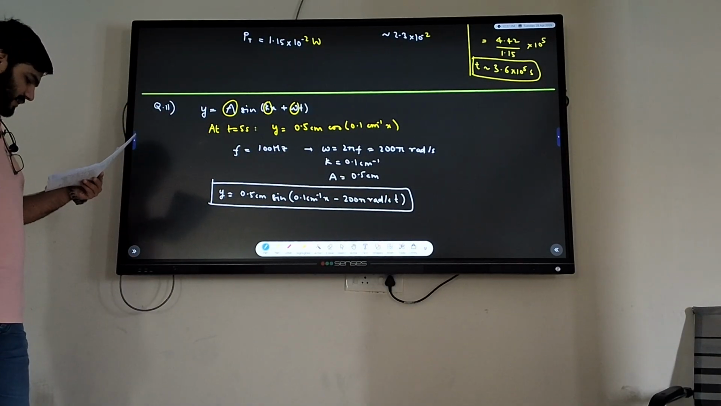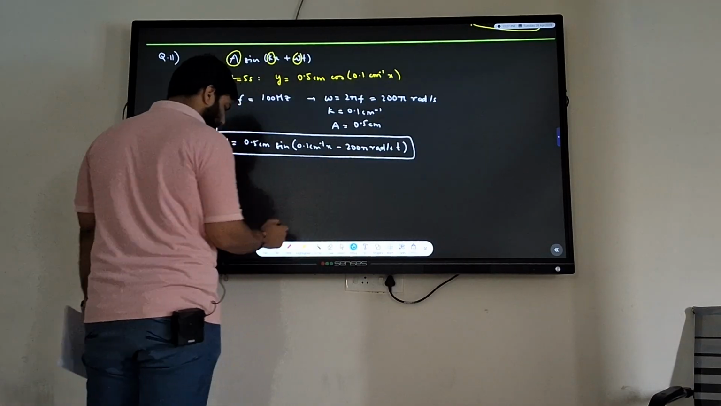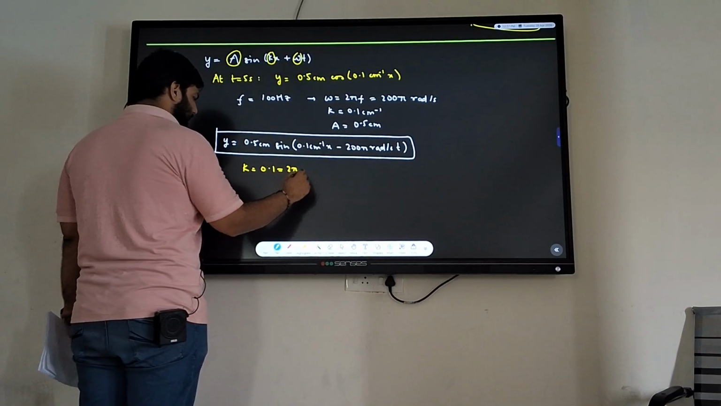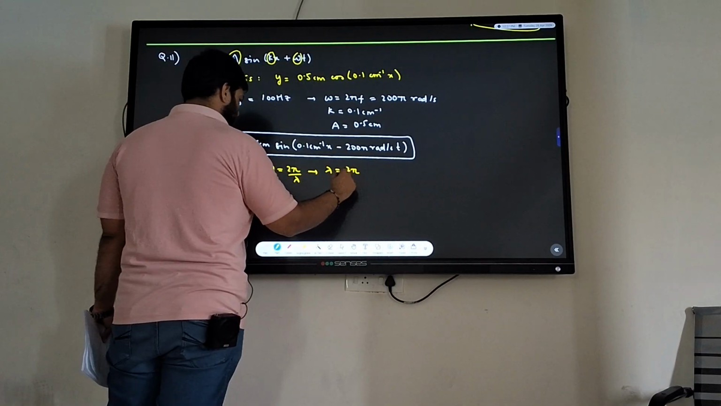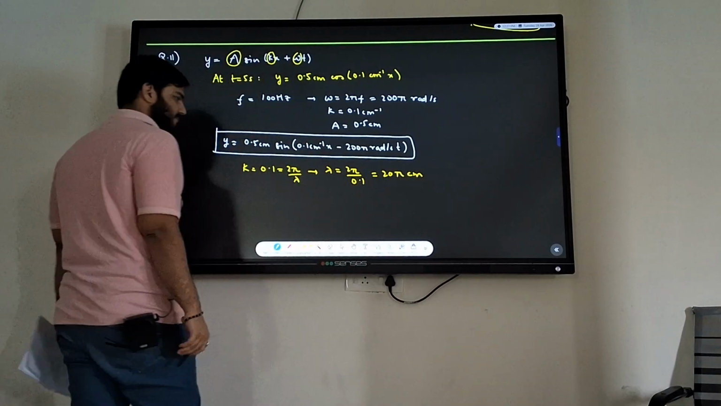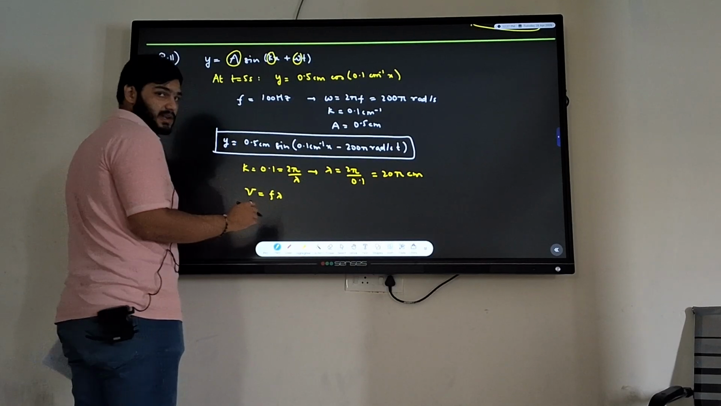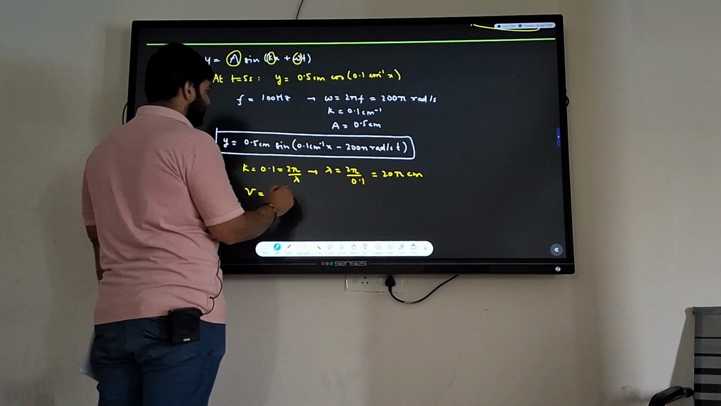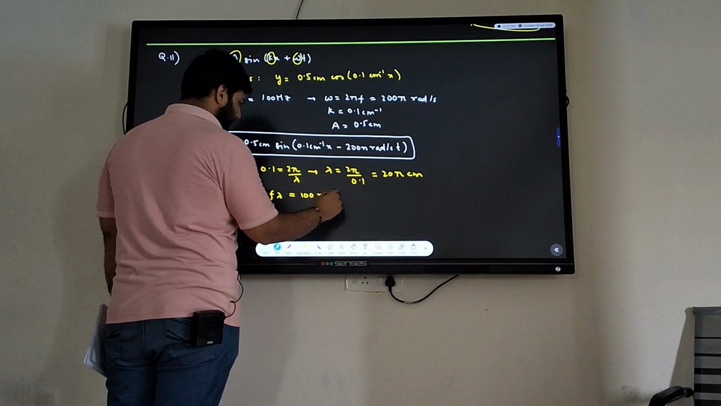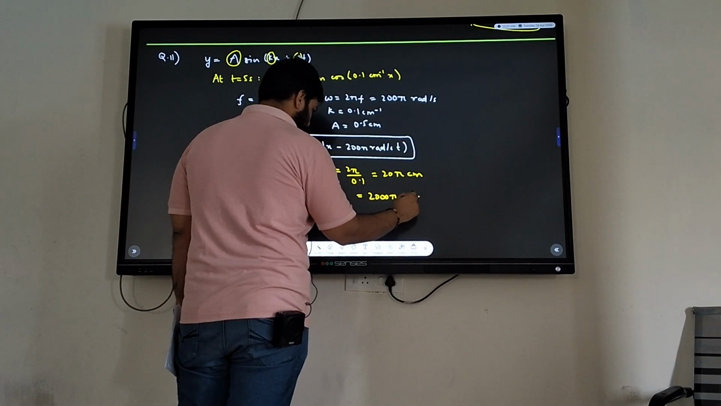Now they are asking to find lambda and the velocity. So what is lambda equal to? k is given to be 0.1. This is equal to 2 pi by lambda. Then what is lambda? 2 pi by 0.1. That's 20 pi, about 62.8 centimeters. What will be v? v equal to f lambda. You can equally write omega by k. Now what is f? 100. And what is lambda? 20 pi. So this will be 2000 pi centimeters per second.